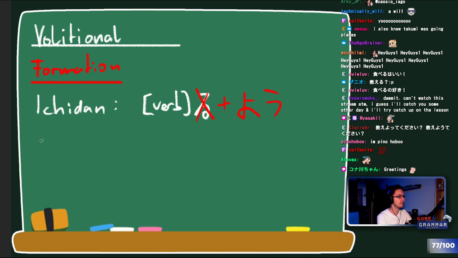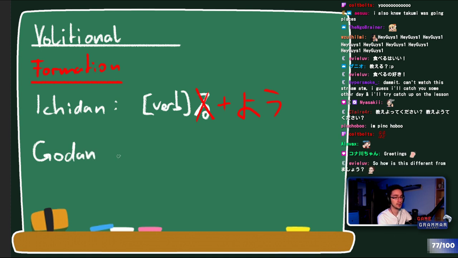Okay, for godan verbs. Godan, we are finally learning the last stem, by the way. Are you excited? I'm pretty excited. Masho. How is this different from masho? It's not. Masho is simply the volitional of mas. That is all it is. We're finally learning the last stem of godan verbs, okay?